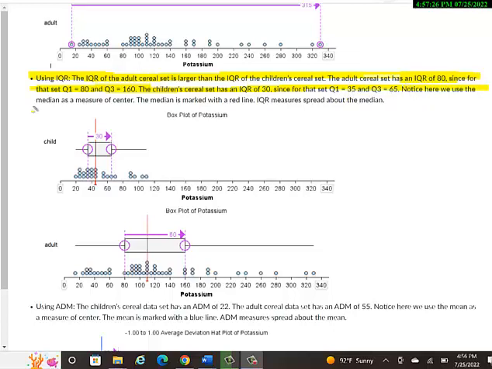Notice that here we use the median as a measure of center. The median is marked with a red line. So we have it here, and then we have it here. Interquartile range measures spread about the median. A lot of these measures of spread and variability only work for certain averages. So mean or median, we want to use only one. For interquartile range, we just use median, we don't use mean. And for standard deviation, we only use mean, not median.